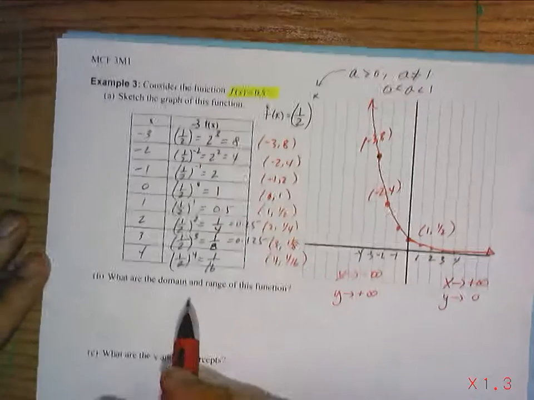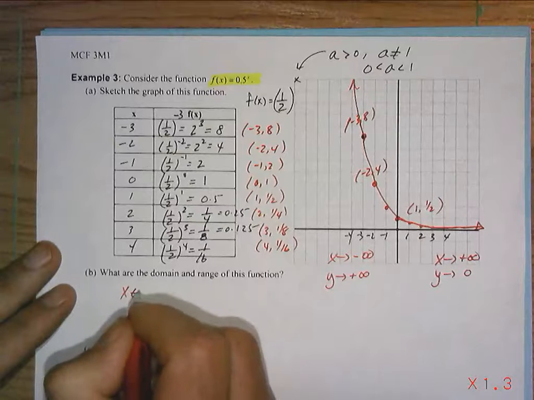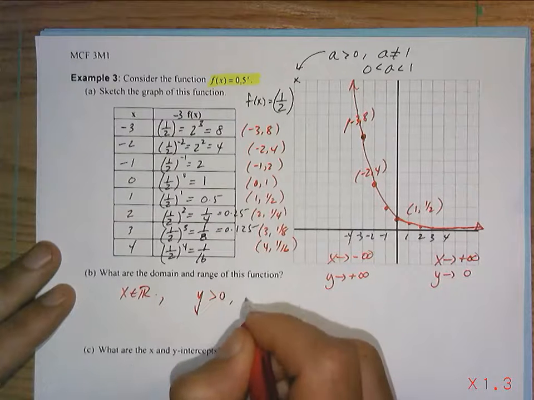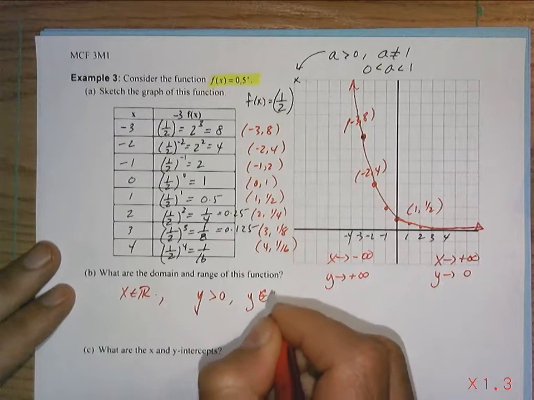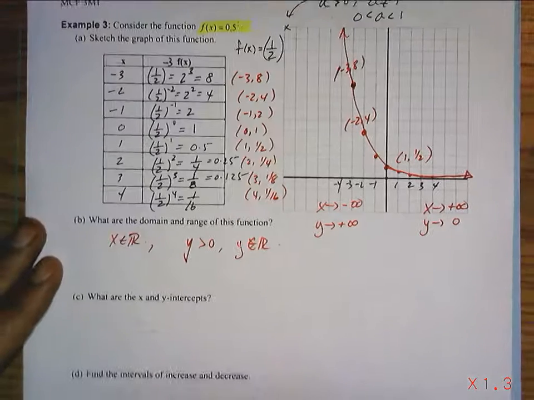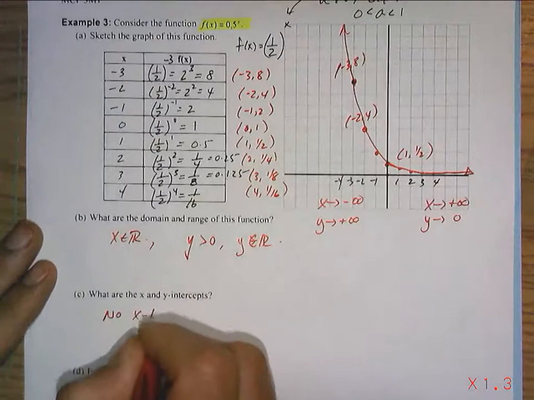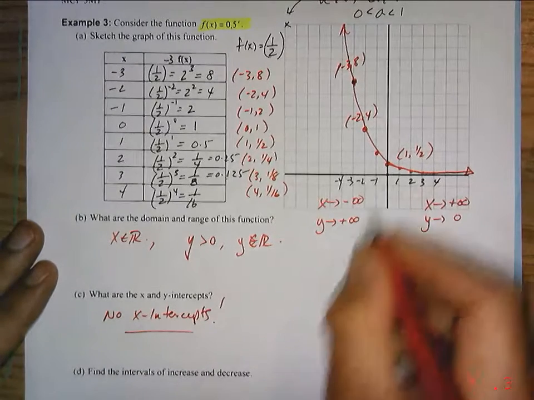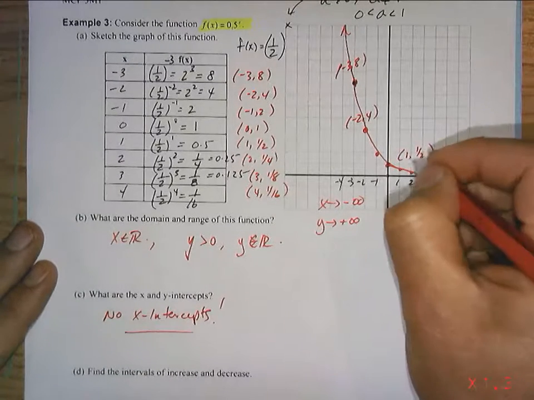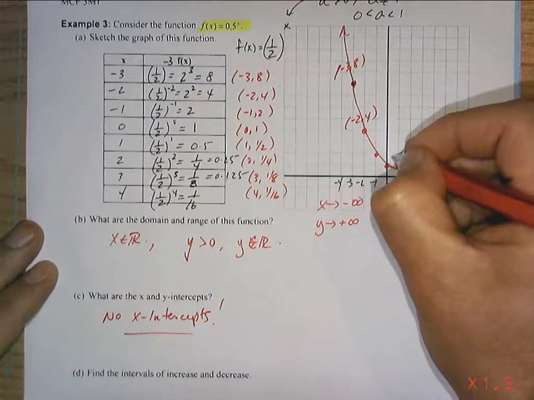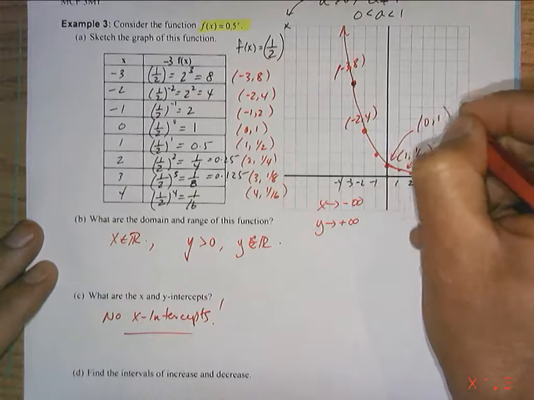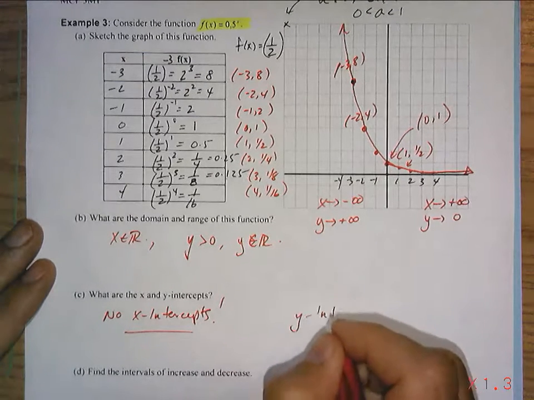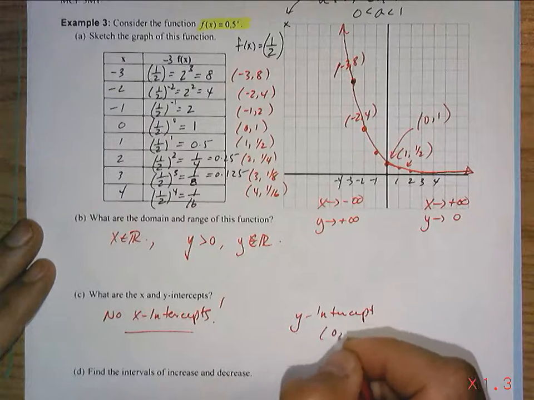So, what's the domain and range? Well, x is an element of the real numbers again. The range, y must be greater than 0 still, and y is an element of the real numbers. X and y intercepts. No x-intercepts. Y-intercept, 0, 1. By the way, 1, 1/2 was here. That guy in there is 0, 1. So the y-intercept is always 0, 1.